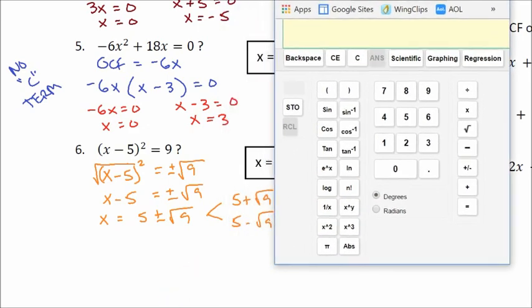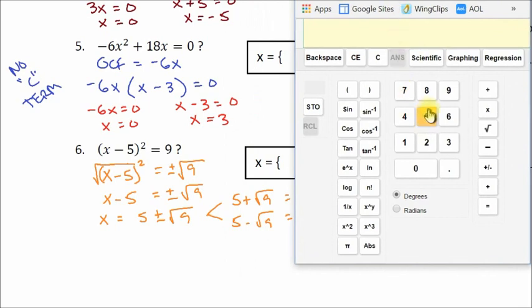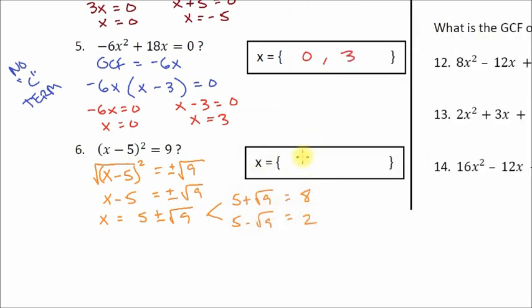So just to remind ourselves how to do this. 5 plus square root of 9. Make sure you close the parenthesis if your calculator adds a parenthesis to your square root. And then press equal. And then you see it's 8. So our solutions are 2 and 8. Alright, that ends question number 6. We'll start up again in the next video, question number 7.